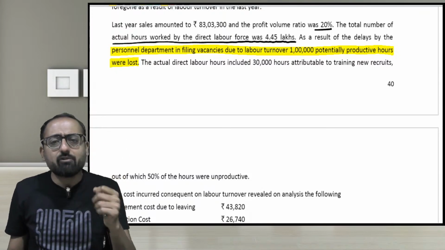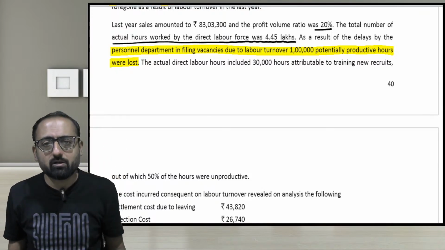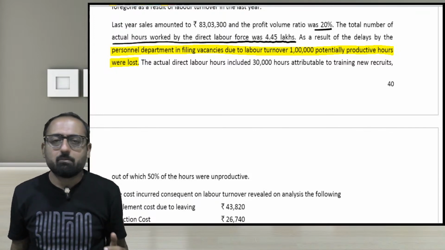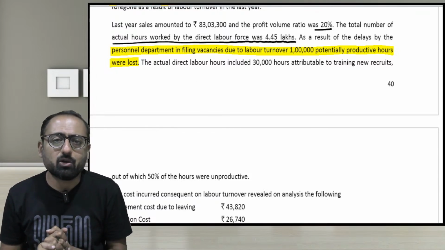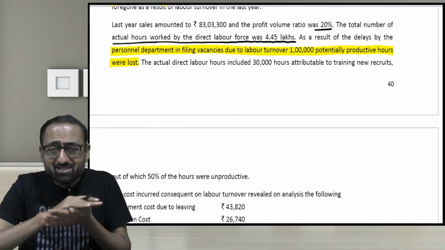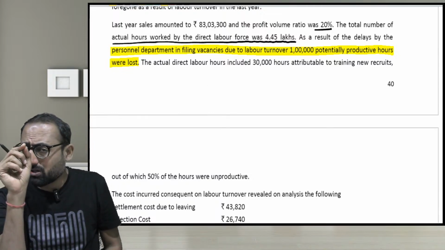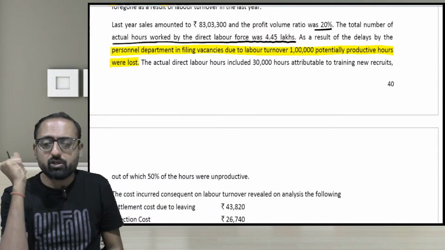In that 1 lakh hours, more production was possible, more sale was possible, more profit was possible, but you are not able to get that because 1 lakh hours is wasted because of that labor turnover, and they have not refilled the vacancy very quickly.